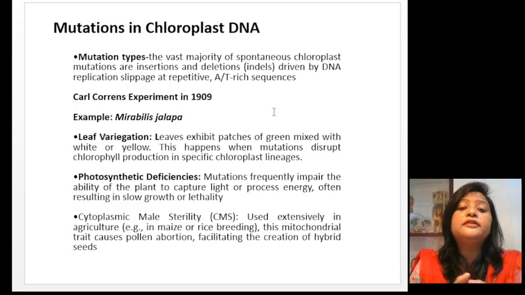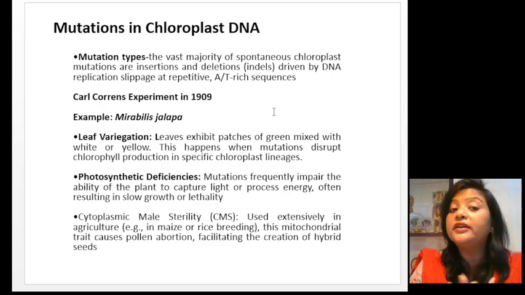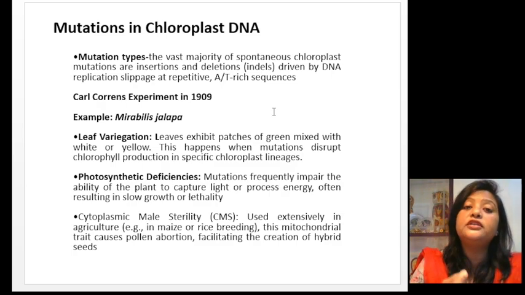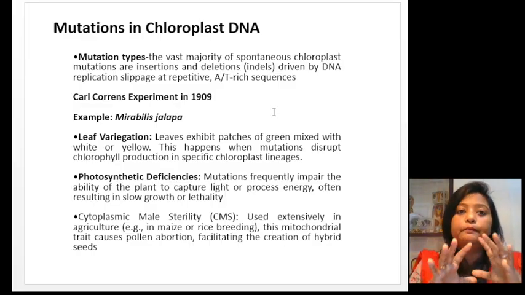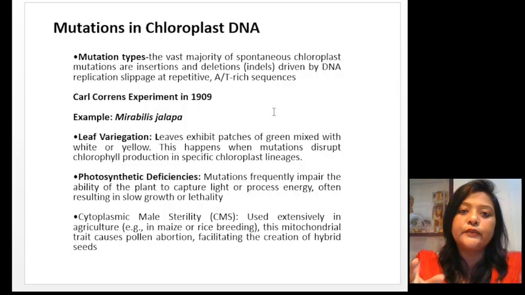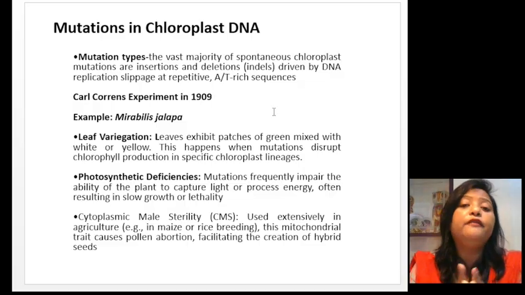So what will happen? This will lead to mutations, and we know that because of chlorophyll, the leaves are green, the plant is green. Now if there is a mutation in the chlorophyll, the plant will not be entirely green. It will be mixed with other colors like white, yellow. So that's called leaf variegation, and this was discovered by Carl Correns.